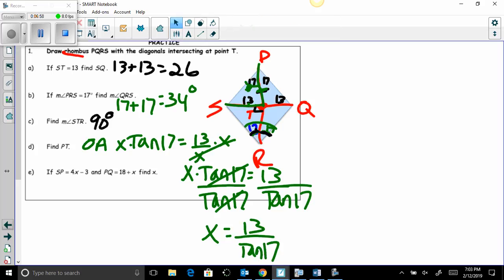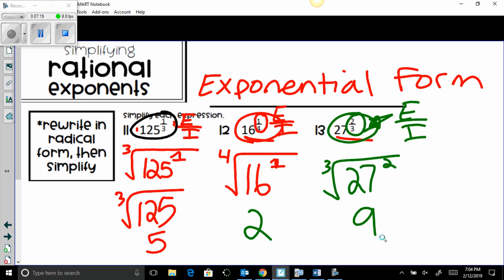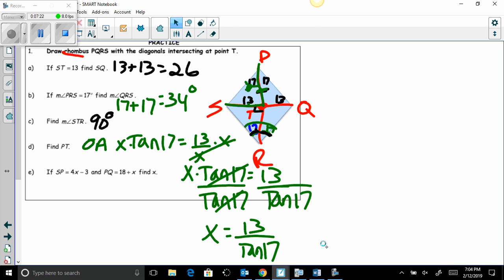And if I go ahead and use my calculator, I need to make sure that I am in degree mode, and I actually am. So it is 13 divided by the tangent of 17, and that gives me, let's round to the nearest tenth, 42.5. Oops, I'm not talking about a degree here, I'm talking about side length. So side PT is 42.5.